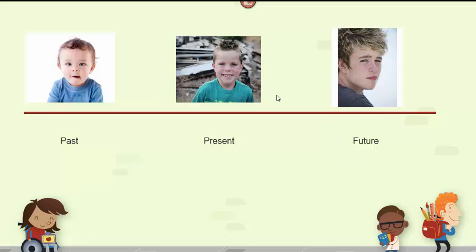So, present, he's about your age. A picture of him in the past from when he's a baby. And future, we just have to take a guess at because we're not sure yet what the future will be like because the future hasn't happened yet.